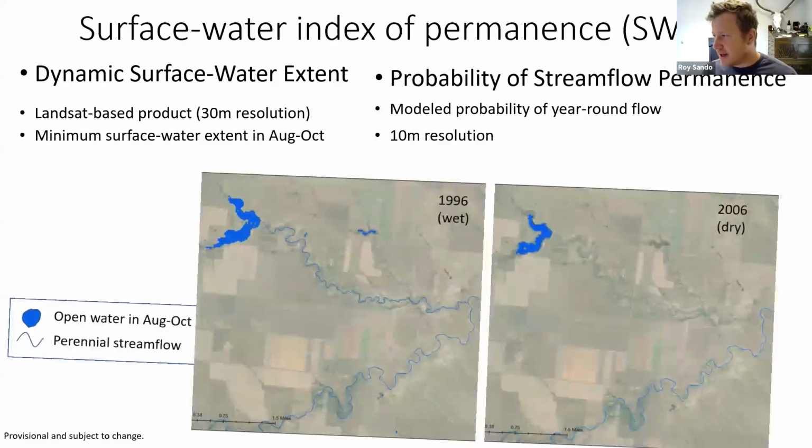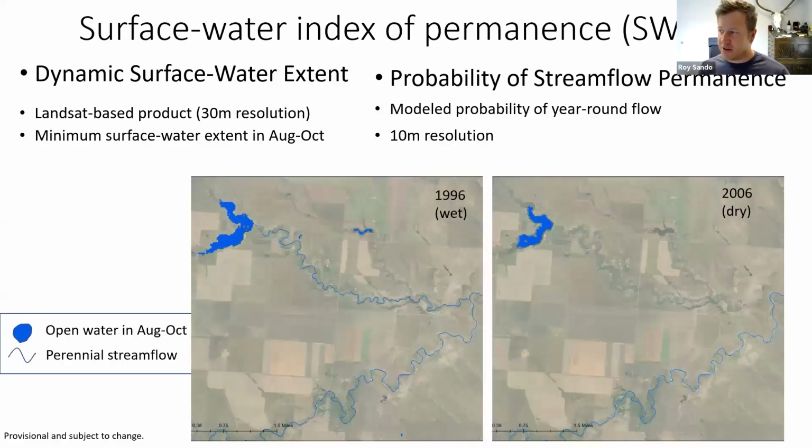And what this looks like is, I just have an example here for a wet and dry year. 1996 was fairly wet, 2006 was dry. There's two different products that you're looking at here. In the stream channel, this is our probability of streamflow permanence predictions. In the reservoir, it's the DSWE product.